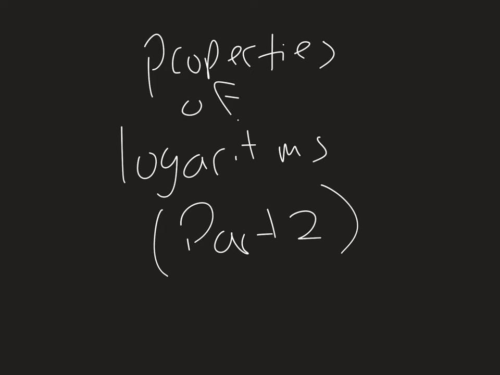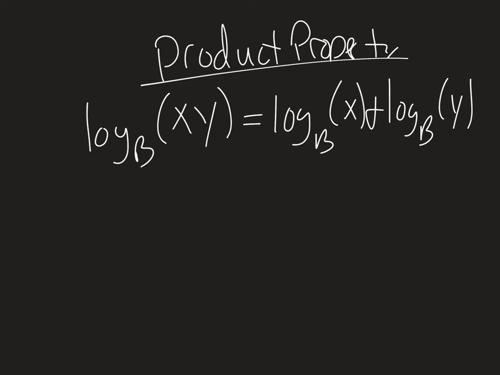In this video, we'll continue with looking at properties of logarithms, getting into some more advanced ideas. So the first one we'll look at actually has a name. It's called the product property. Essentially, if I have a product within a logarithm, then I can write it as two logarithms, but with addition between them.